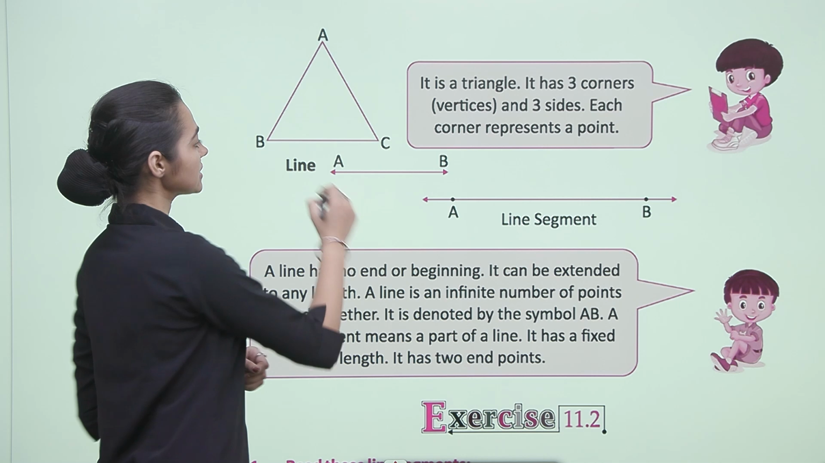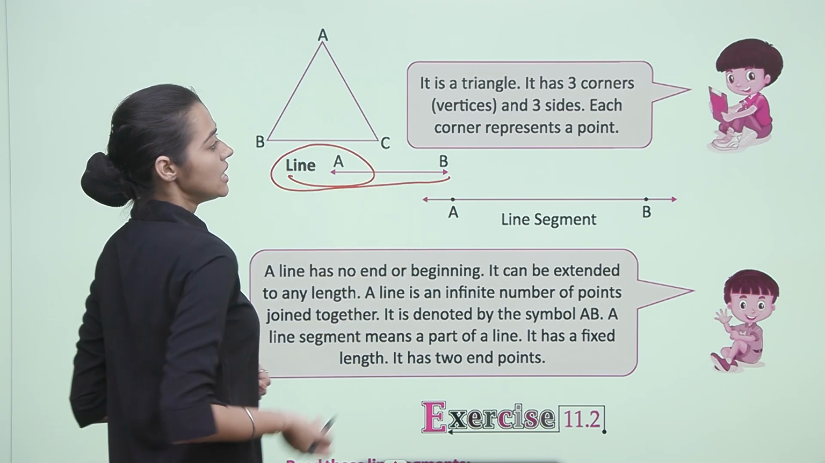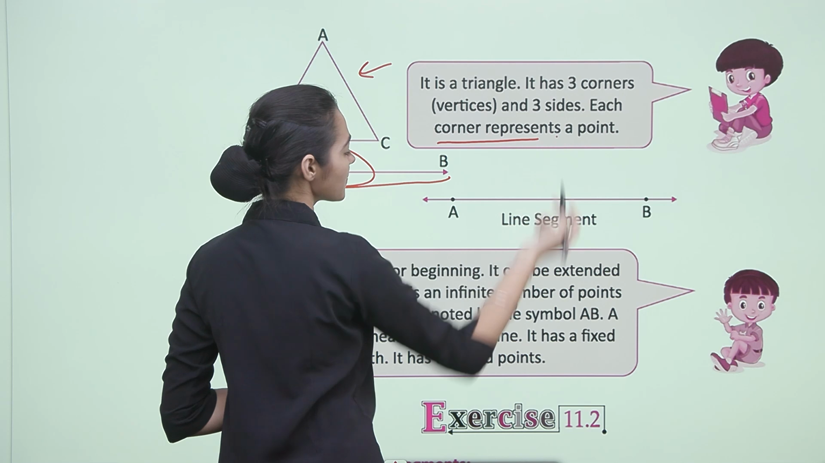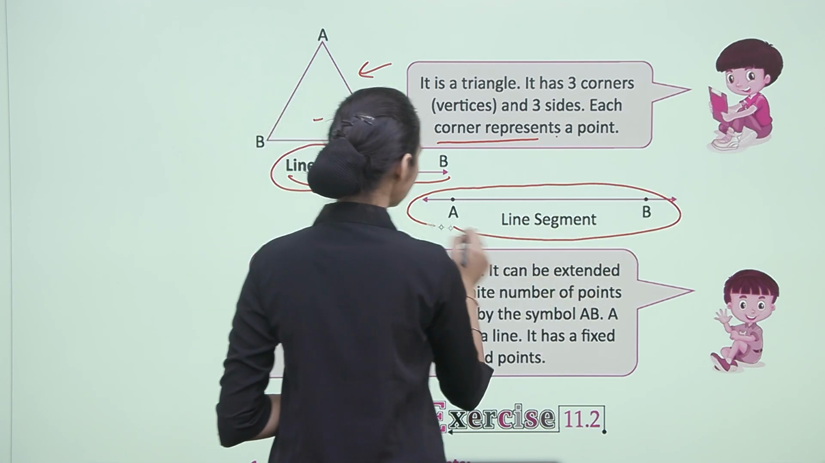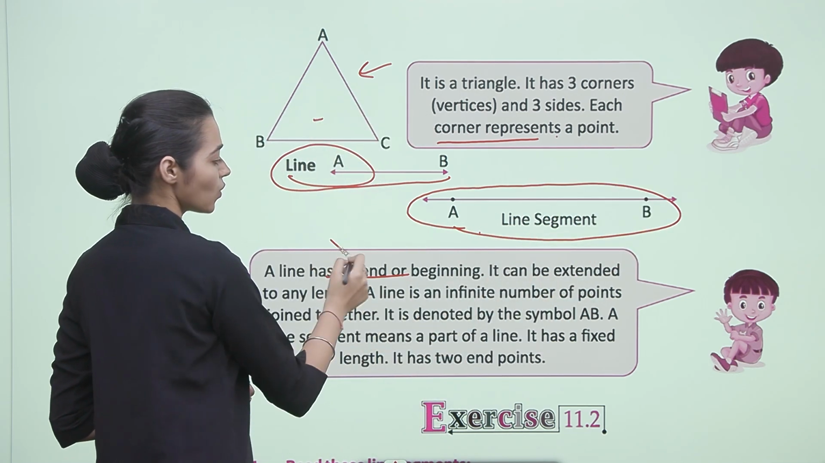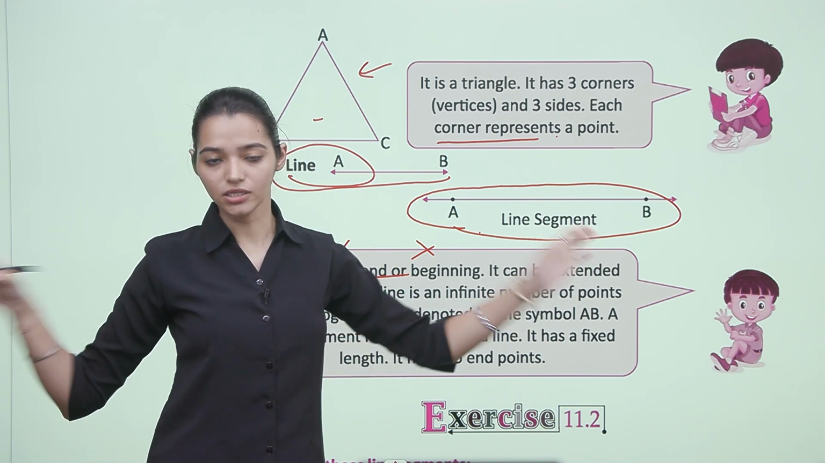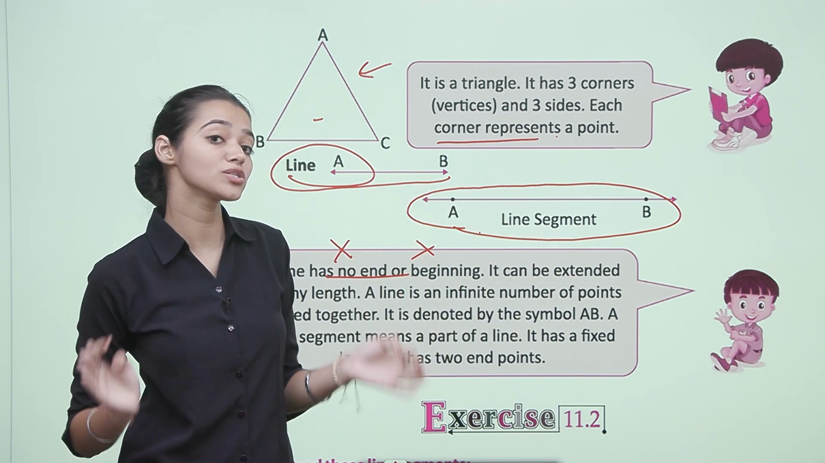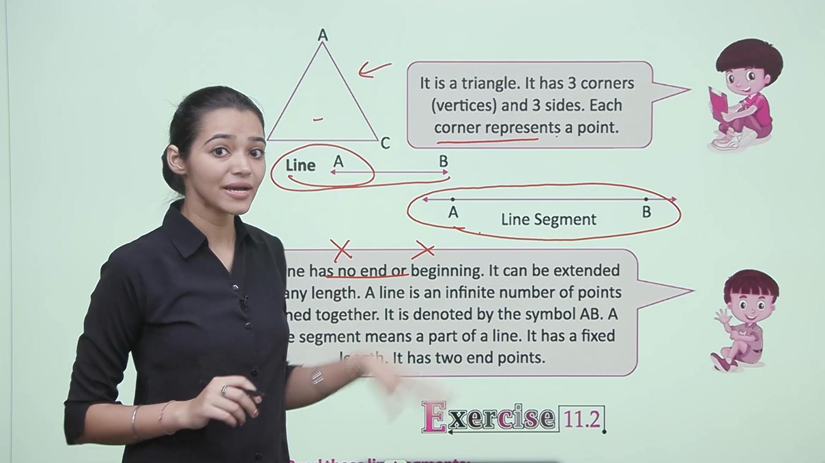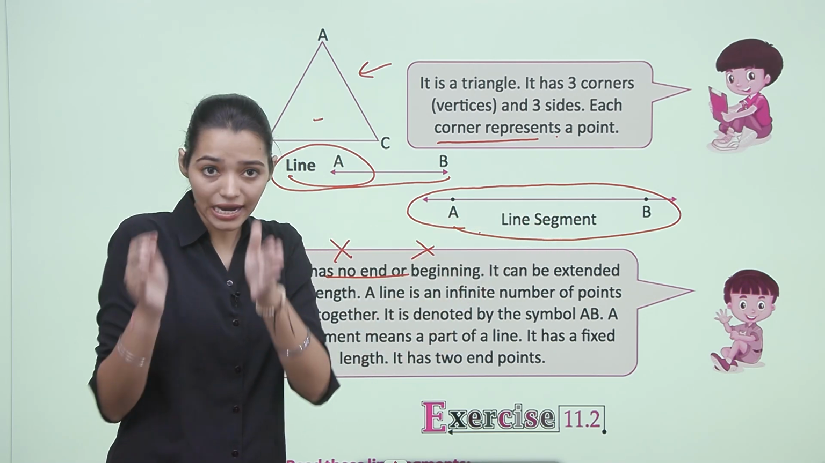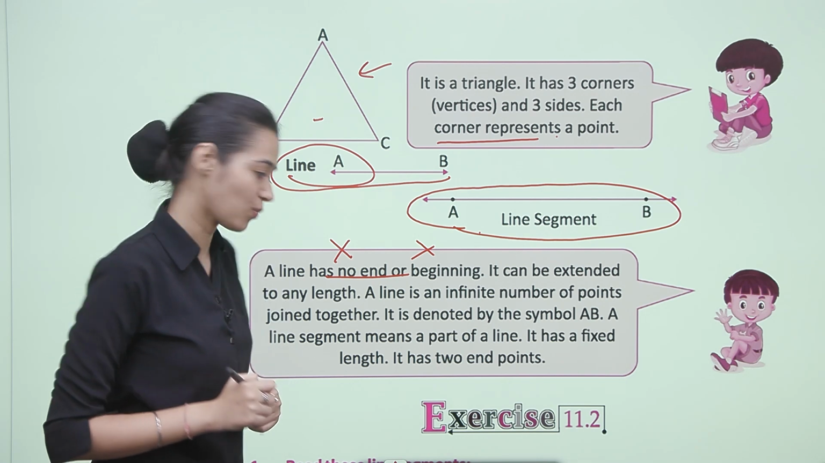Now next, this is a line. It is a triangle, 3 corners, 3 sides and each corner represents a point, and this AB is a line segment. A line has no end, no beginning. It can be extended to any length. A line is an infinite number of points joined together. It is denoted by symbol AB. But this is a line segment which is a part of a line and it has 2 fixed end points.